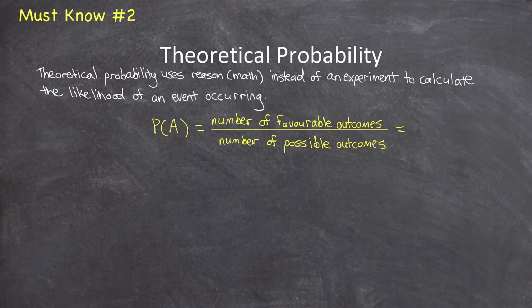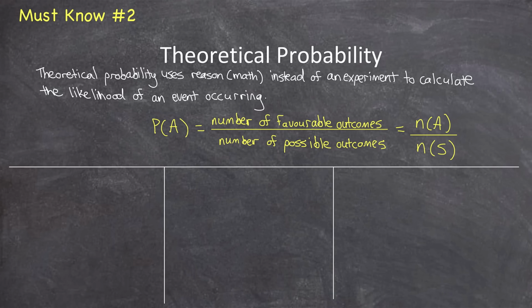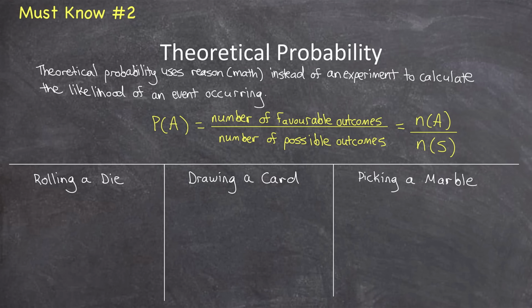And in a condensed notation, we could write that as the number of ways that event A can happen, divided by the total number of elements in the sample space, which just means the total number of possible outcomes. Let's now do 3 quick examples that are common types of simple theoretical probability questions. We'll do questions about rolling a die, drawing a card, and picking a marble. Let's start with rolling a die.